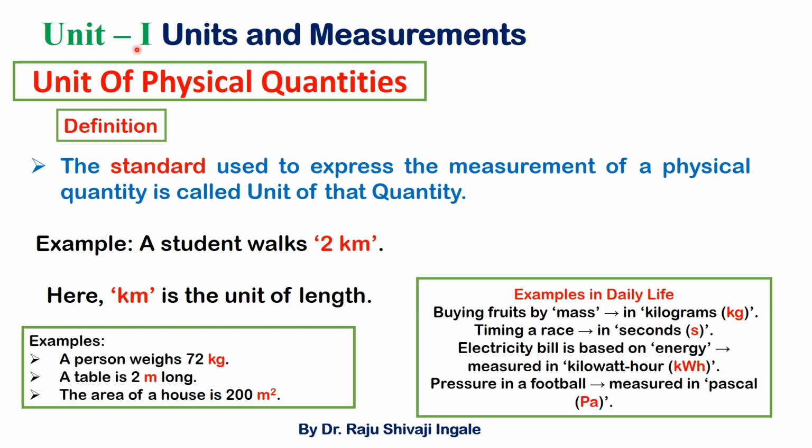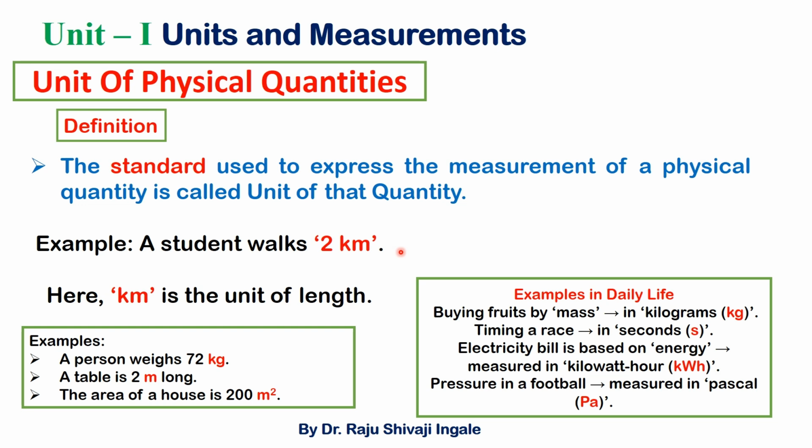Now we can easily understand units. Unit of a physical quantity. Now what is a physical quantity? Any quantity which can be measured in numbers is known as a physical quantity. Now what is the unit of a physical quantity? The standard used to express the measurement of a physical quantity is called the unit of that quantity.